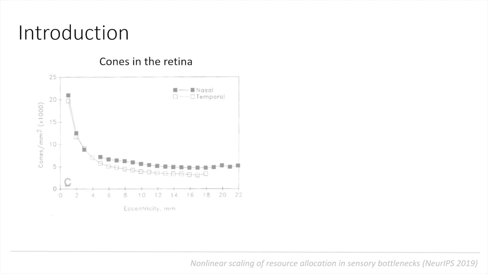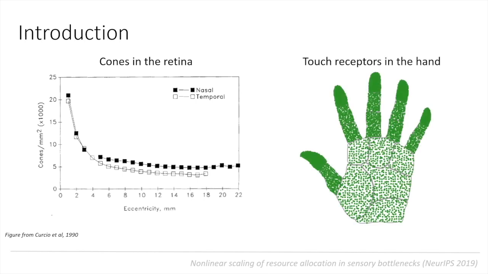For example, in vision, the density of cones in the retina is much greater at the fovea than the periphery. In touch, the mechanoreceptors are more densely packed in the fingertips than they are in the palm. So, given these constraints, how should the output neurons represent the input spaces?